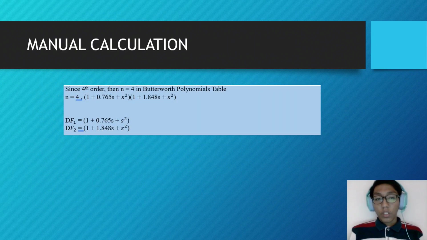For the manual calculation, since we do fourth order, n is 4 in the Butterworth polynomial table. N equal to 4 gives 1 plus 0.765s plus s power of 2, and 1 plus 1.848s plus s power of 2. So we determine both of them, where df1 is 1 plus 0.765s plus s power of 2, and df2 is 1 plus 1.848s plus s power of 2.